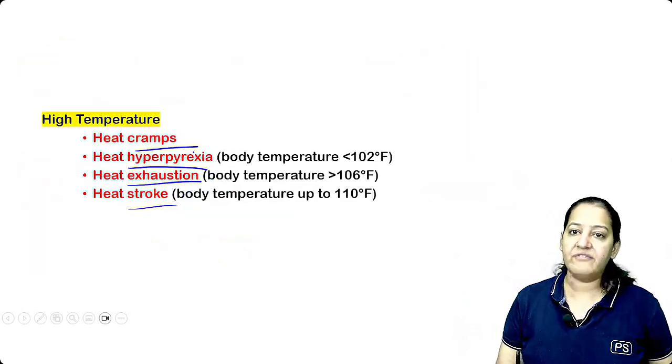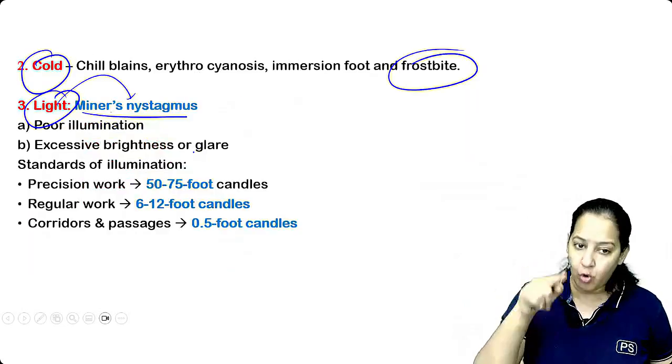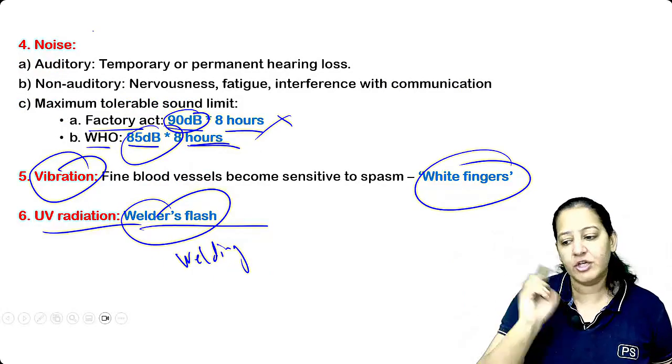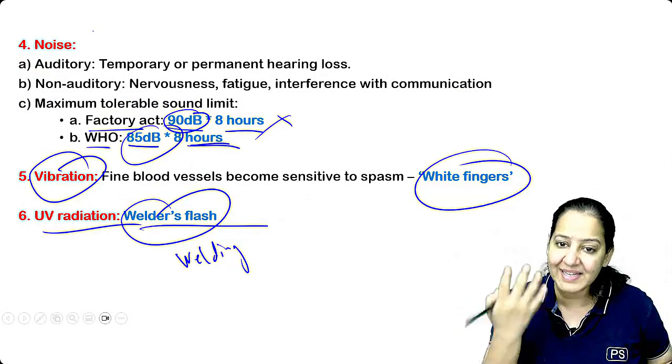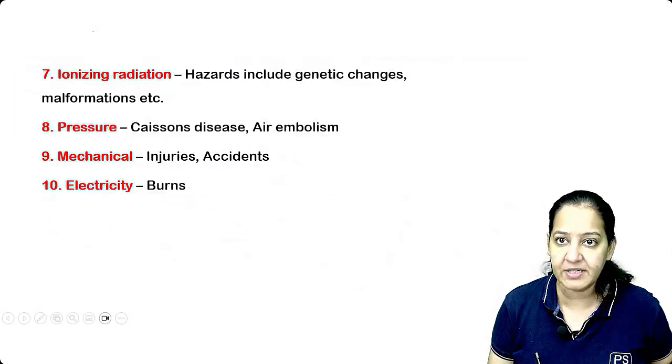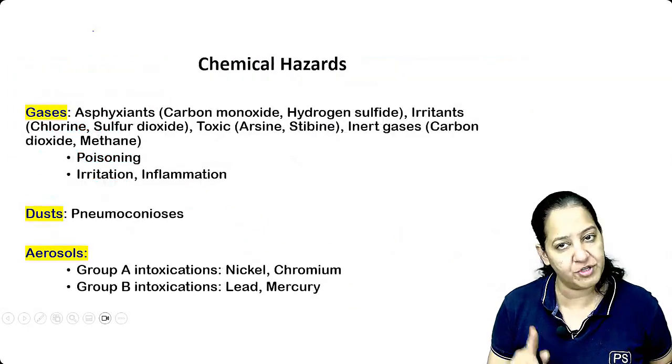So these all are physical agents: the heat, the cold, the light, the noise, the vibration, the UV light. Don't learn, just take the catchy word. How many of you got it? Got it? This is the physical one in occupational hazards.